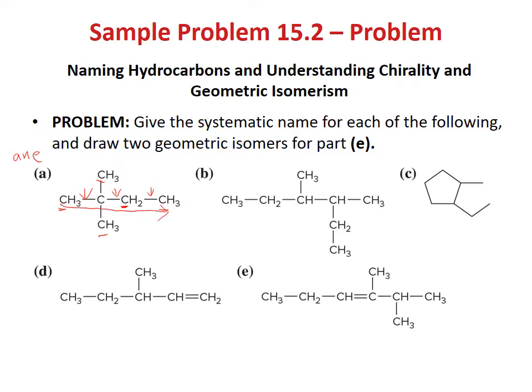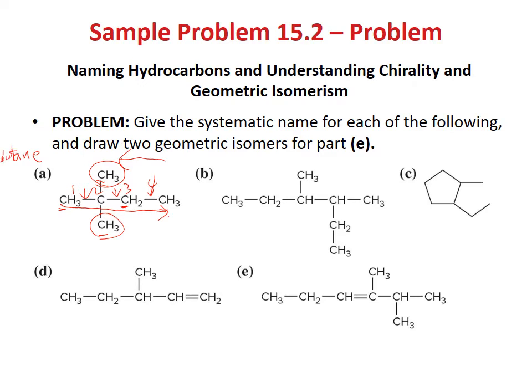Okay, if we go this way, you have 1, 2, 3, 4. And the closest alkyl group is number 2. If you go this way, you will put the alkyl group at number 3. And so we should go from left to right. And so the main chain is 4, so it's a butane.